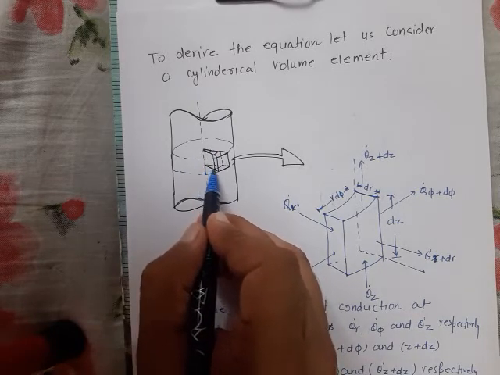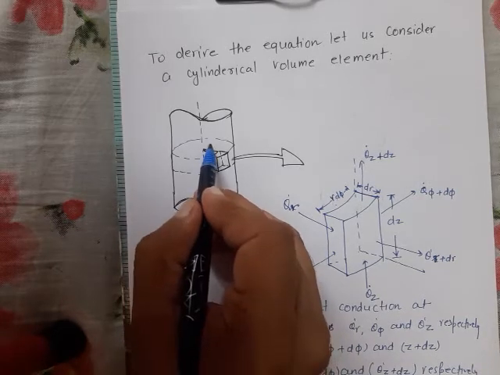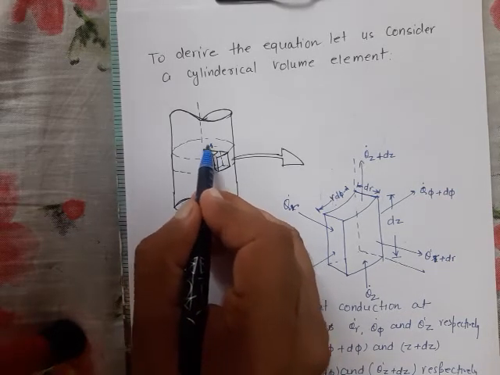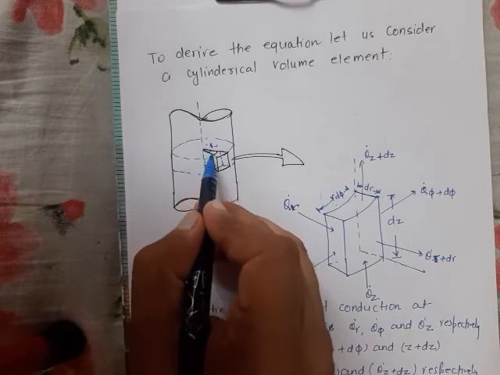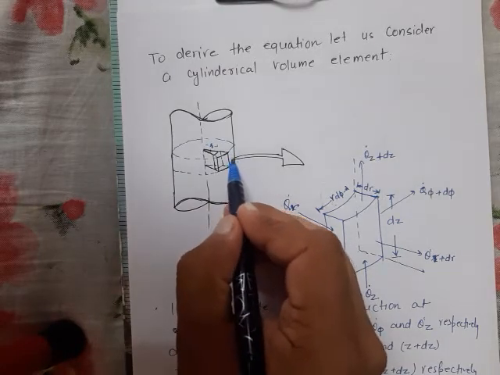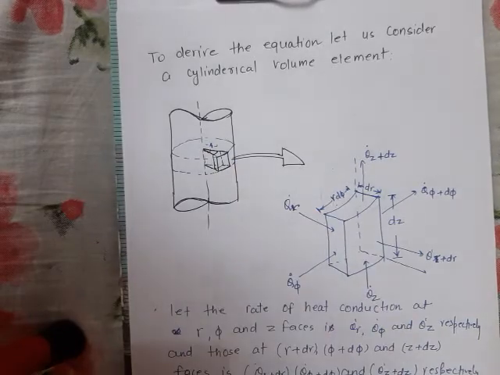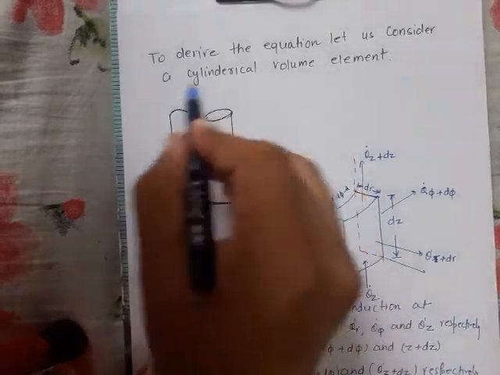This small angle is dφ. This radial distance is r. This angle is φ and this height is z. If an element is there, I will talk about its height dz. So this is the element defined within a cylinder.